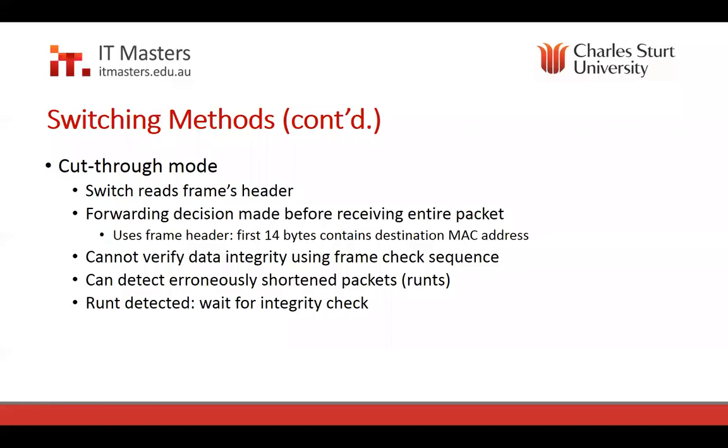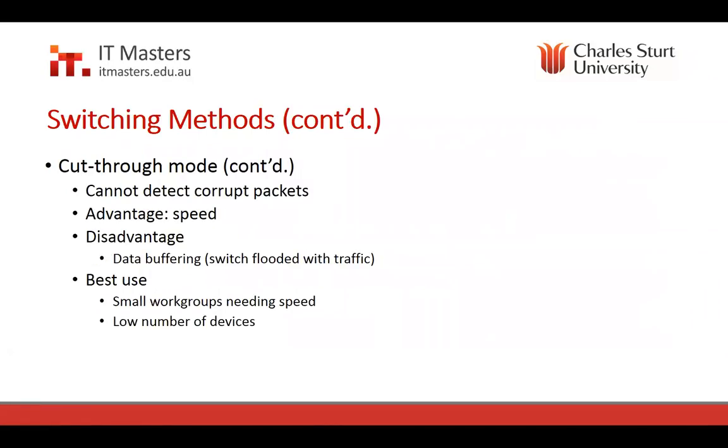So it's a lot faster because it doesn't look at all the information, it just sends it out as soon as it knows where it's got to go. So it can't detect corrupt packets. It's quick. Disadvantage is it will buffer data. So if the switch is flooded with traffic, not good. And it's best used in small work groups where you need lots of speed, or if you haven't got many devices. Okay, use cut-through switching, no worries.